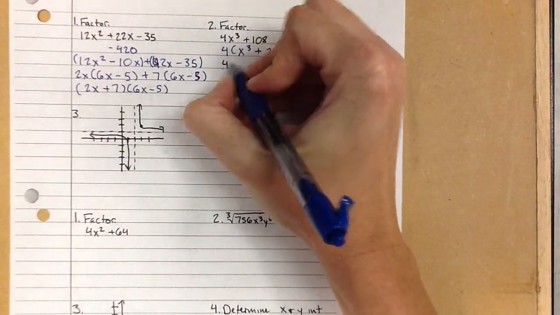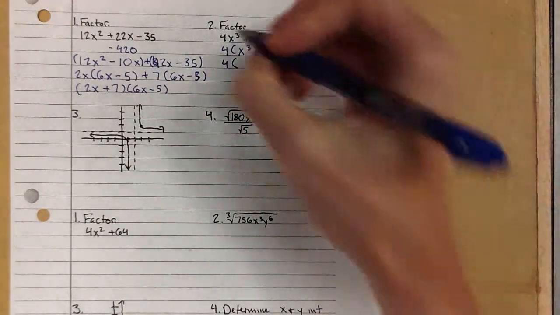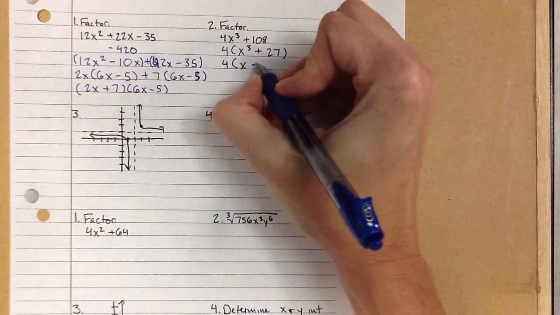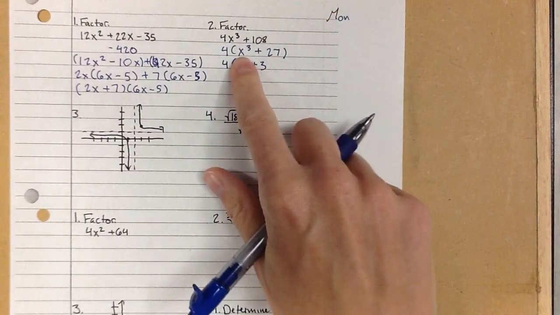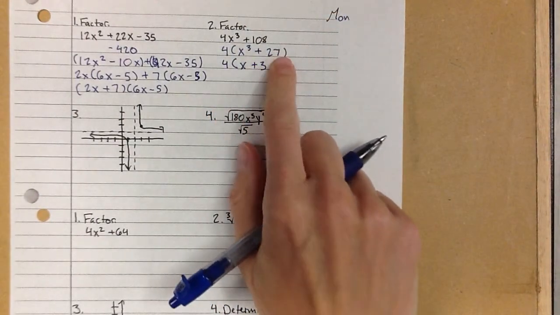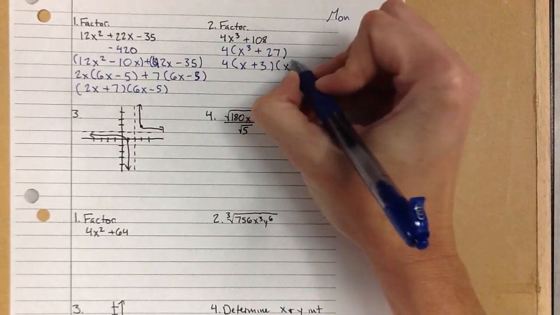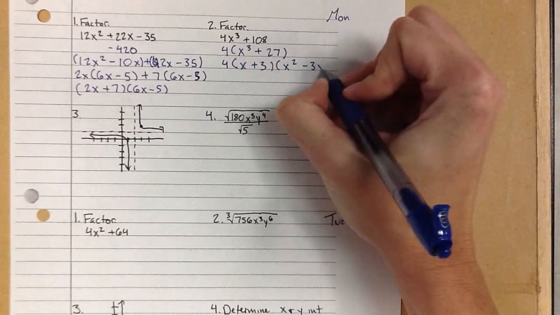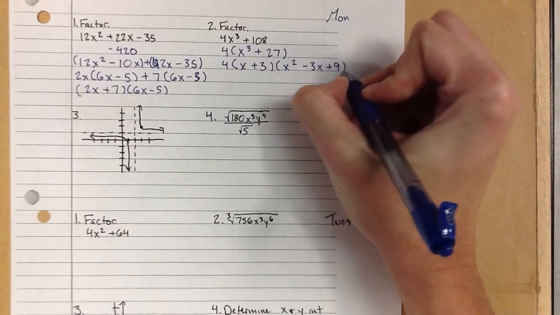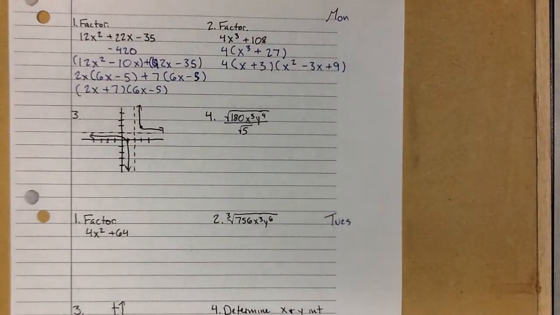So I have 4 times a plus b, x plus 3. You cube x to get x cubed. You cube 3 to get 27. Then x squared minus 3x plus 9. There is your factored term. Questions? No, we're good? Alright.